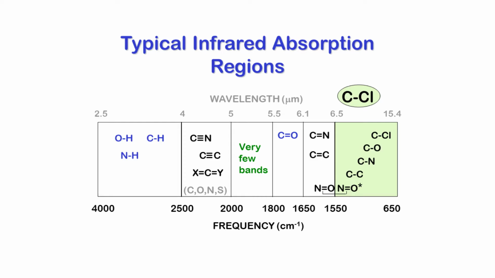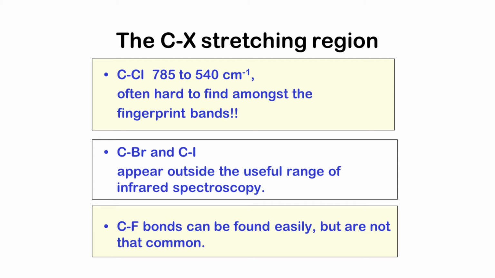Infrared absorption regions are crucial for identifying functional groups. Here, we see the typical absorption regions for various bonds, including the C-Cl bond. The C-X stretching region is significant for halides. C-Cl bonds are found between 785 to 540 cm⁻¹, while C-Br and C-I are outside the useful range.